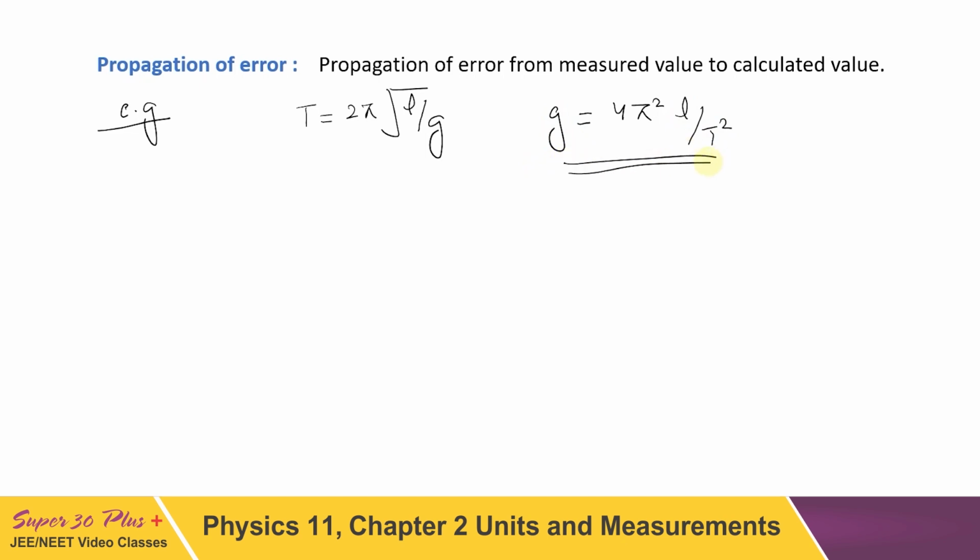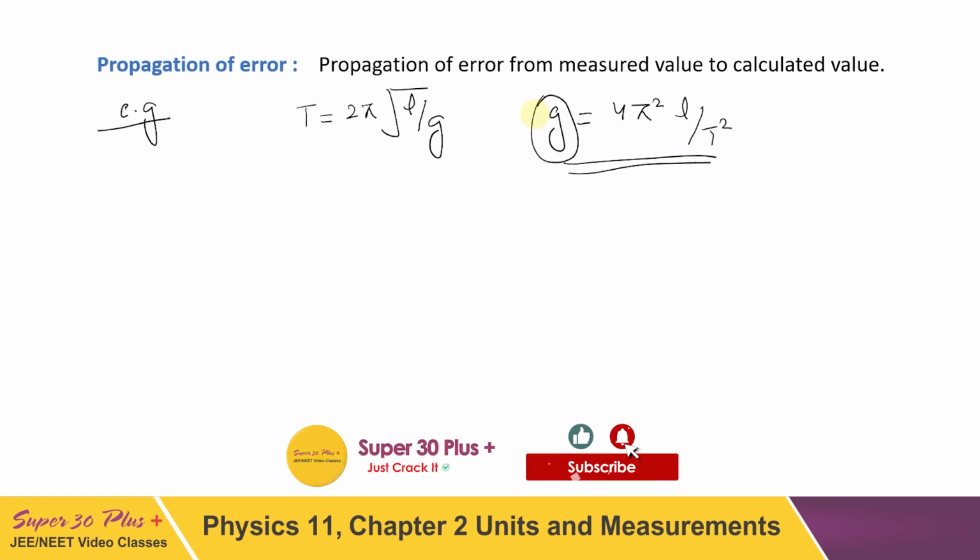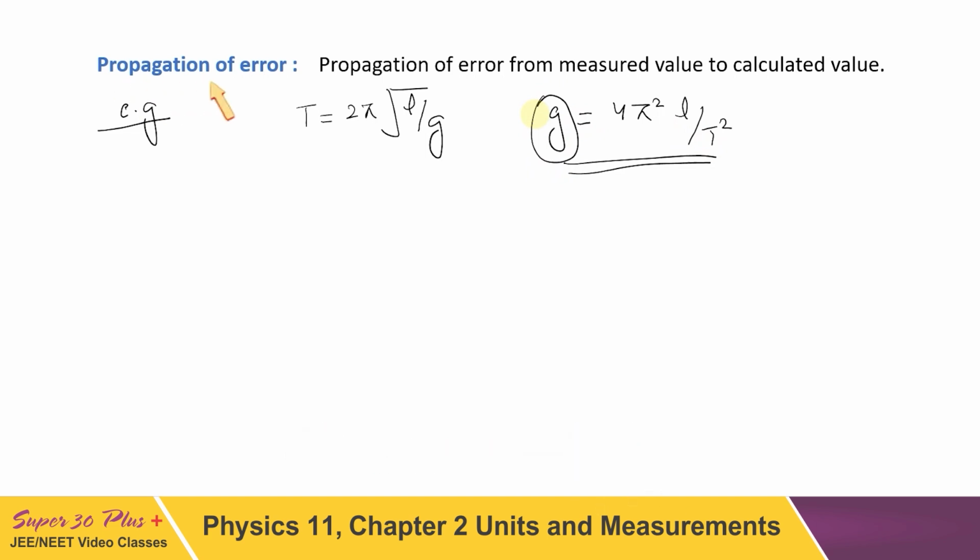Now what? Because for each measurement, error has to be involved. So when we are measuring L, error will be there. When we are measuring T, error will be there. So how this error will be propagated from these measured values, which are length and time, to the calculated value g, that we are going to discuss in propagation of error. Understood? In some of the books it is written as combination of error, but the actual term should be propagation of error, because here error is propagating from these two measured values to the calculated value. So this should be known as propagation of error more correctly.